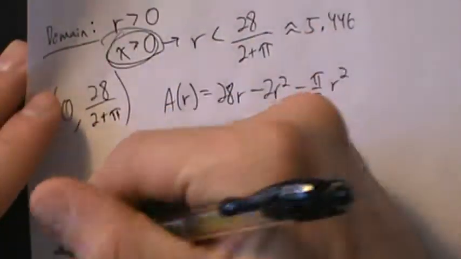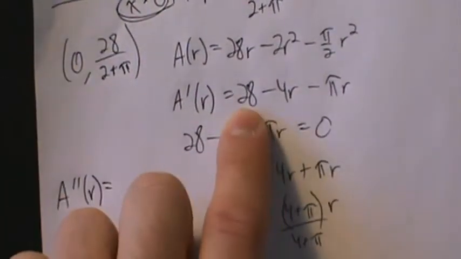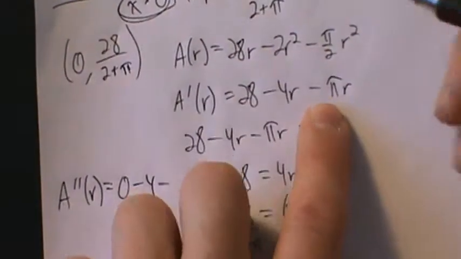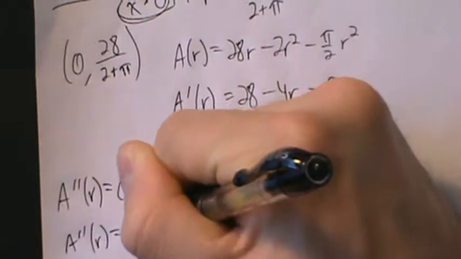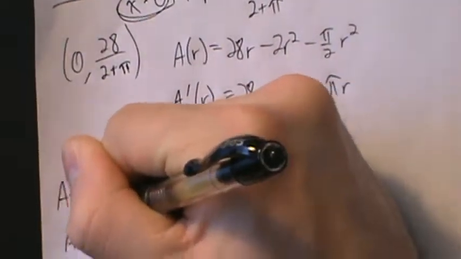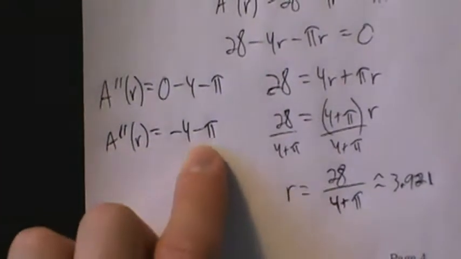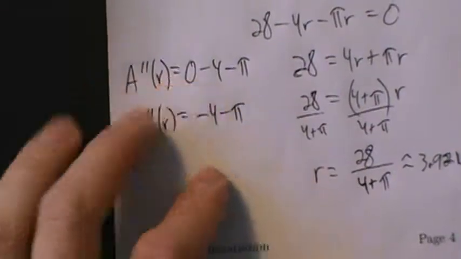So the second derivative is A double prime of r. So 28 becomes just 0. Minus 4r becomes minus 4, minus pi r becomes minus pi. So in other words, A double prime of r equals minus 4 minus pi. Okay? Now, this is just a constant, right? So no matter what r is, the second derivative is always minus 4 minus pi. So this is actually really good because we don't have to worry about this goofy looking r here.